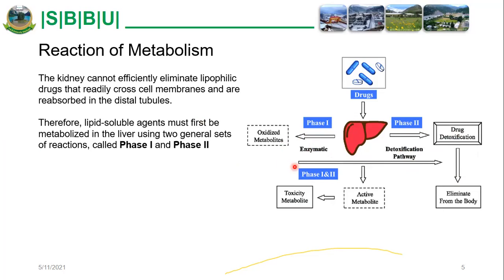Along with all that, in phase 1 and phase 2 reactions, as I mentioned, sometimes active metabolites may form, and these may appear as toxic metabolites and may cause toxicities.